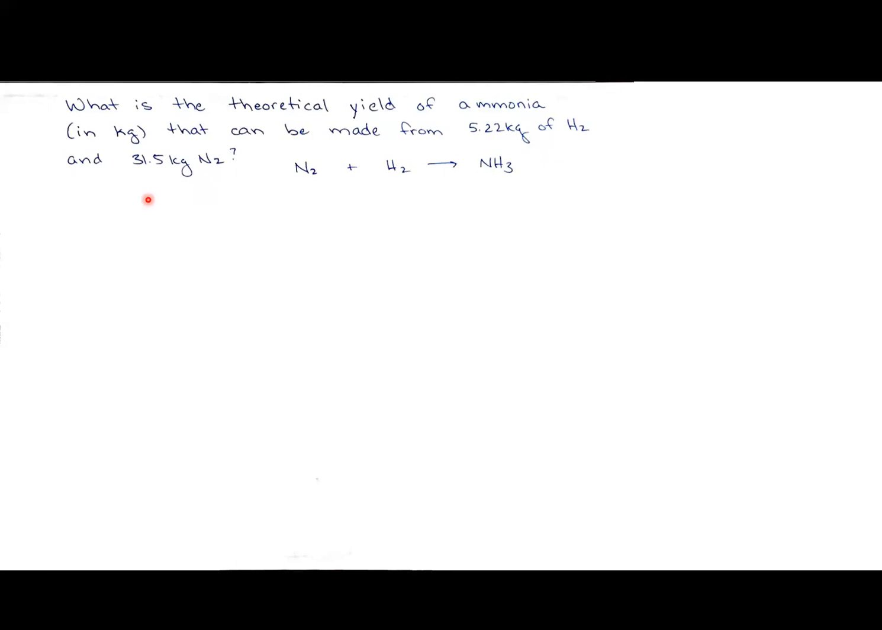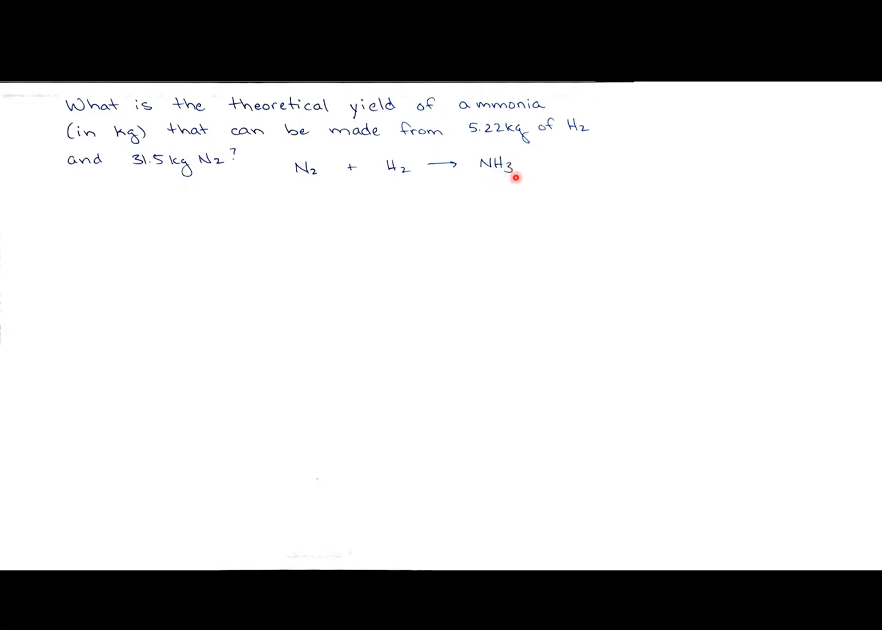Well, first reason it's weird is because I have this new word, theoretical yield. What is that? Well, with any recipe or anything you're making, if you have enough material to make so many of something, you usually make a little bit more or a little bit less of it than what you expected. So the theoretical yield is what the math tells me I should end up with. So if I react 5.22 kilograms of H2, I should be able to calculate how much ammonia that gives me. Or if I was to react 31.5 kilograms of nitrogen, I should be able to calculate how much ammonia that gives me. That is my theoretical yield.